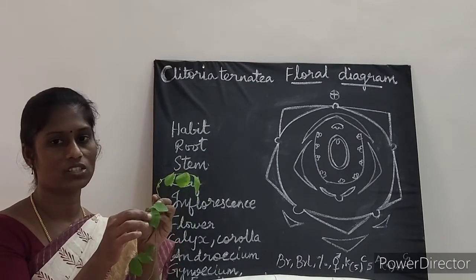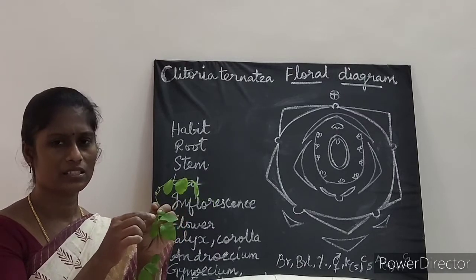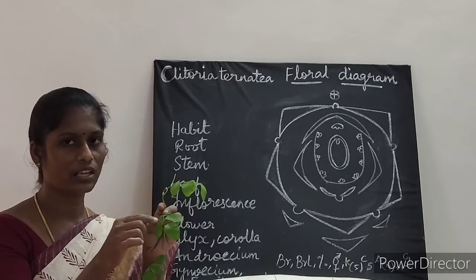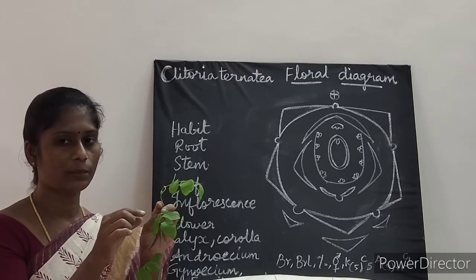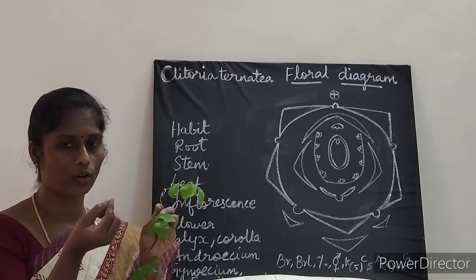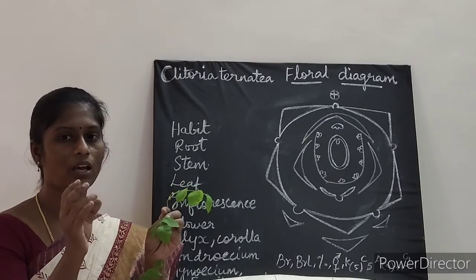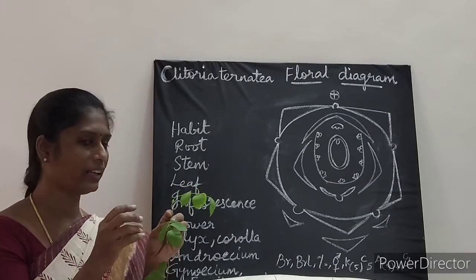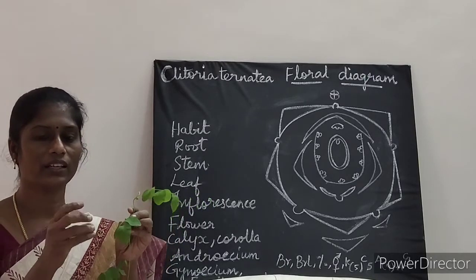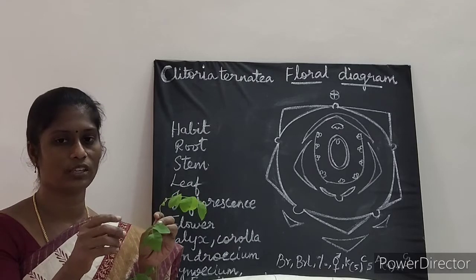So it is reticulate venation, and then stipulate. It is petiolate. Since the petiole is present, it is petiolate, and the stipules are pulvinate. Pulvinate means what? The leaf base is swollen or thickened. Okay. So that is all about the leaf. Imparipinnate, pinnately compound, alternate, stipulate, reticulate venation, pulvinate, and petiolate also.